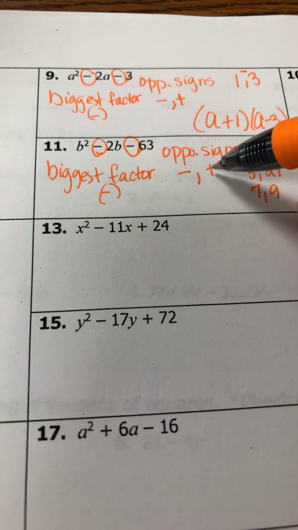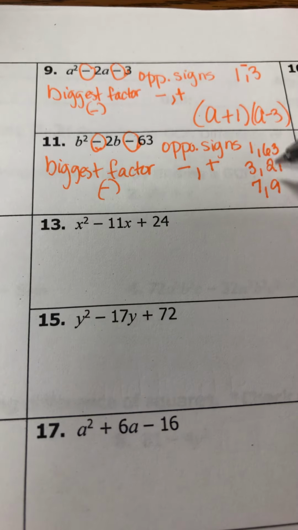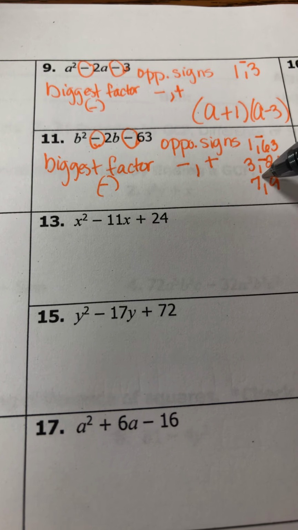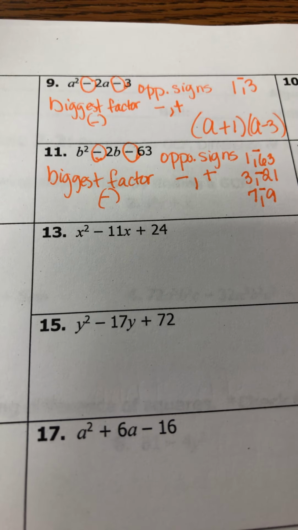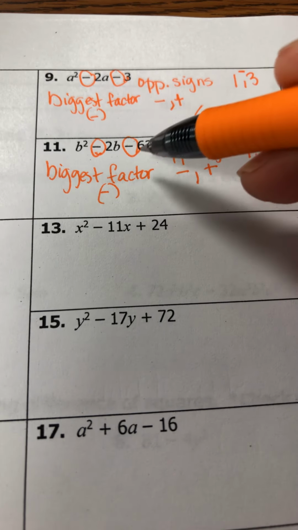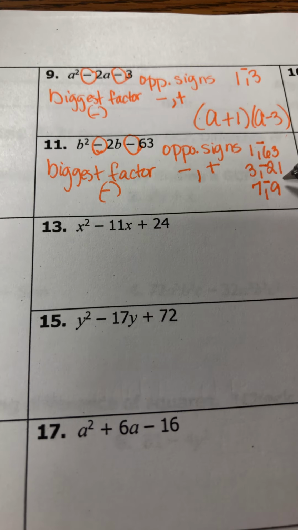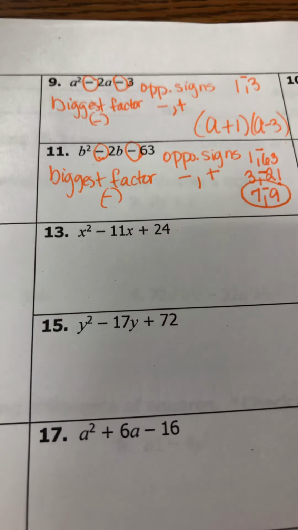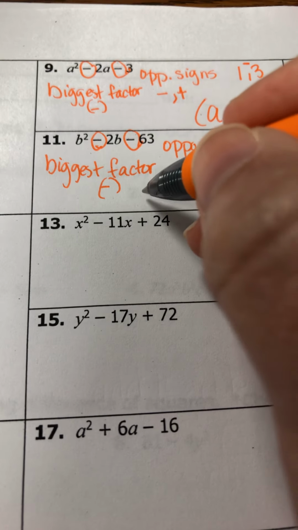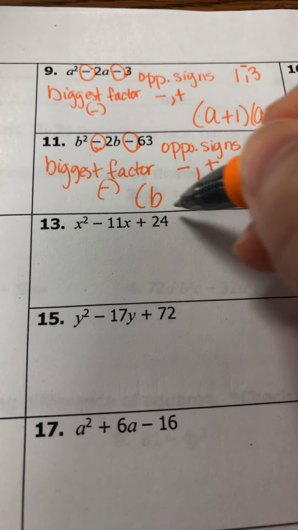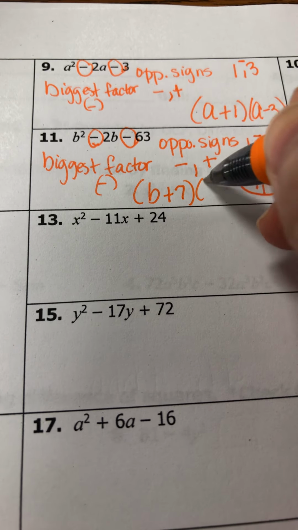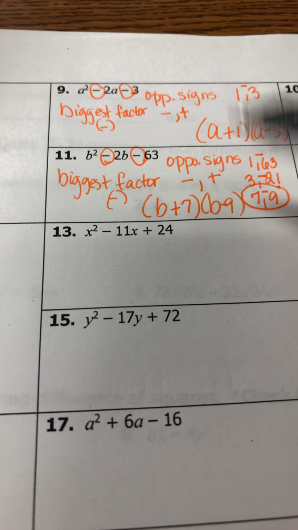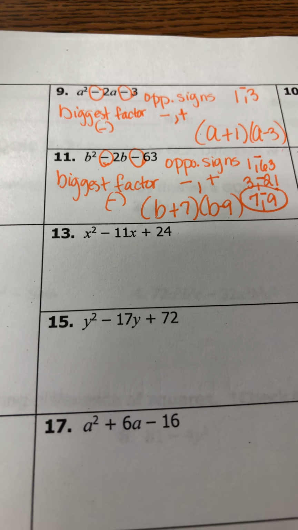Now, I need opposite signs. Biggest factor's negative. So 63 is negative, 21 is negative, and 9 is negative. So all 3 of these will multiply to give me negative 63. But only 7 and negative 9 will add to give me negative 2. So using B, I'm going to have B plus 7, B minus 9. And of course you would FOIL this out to make sure you get this answer.